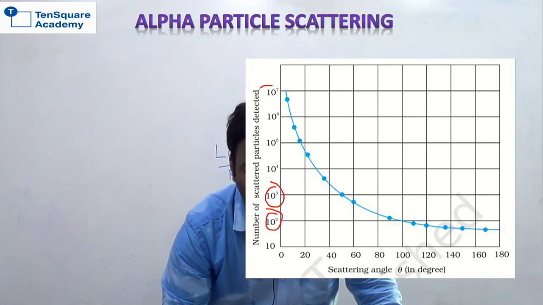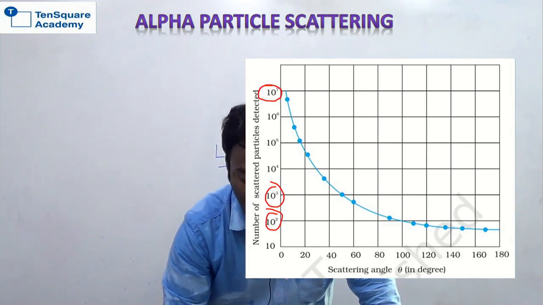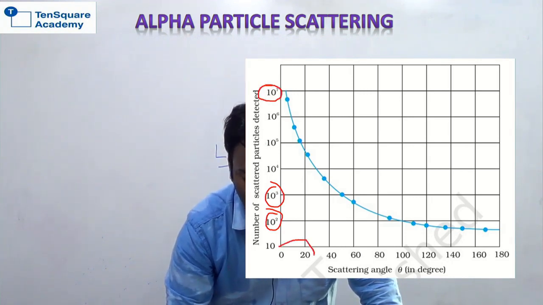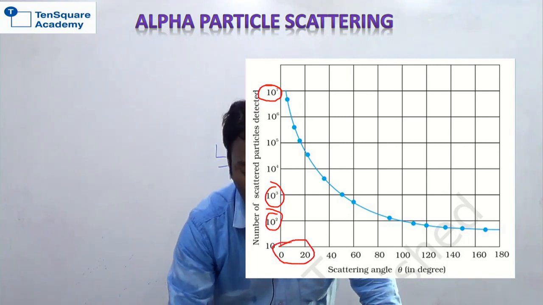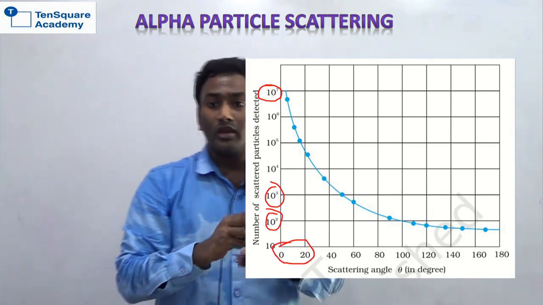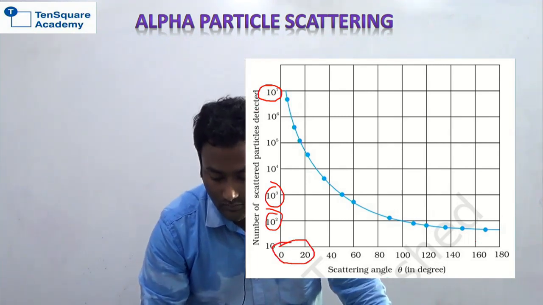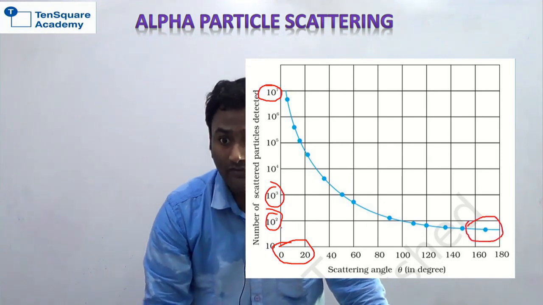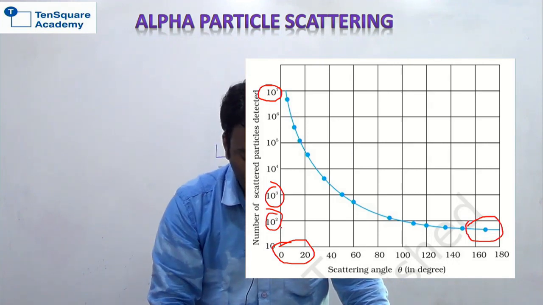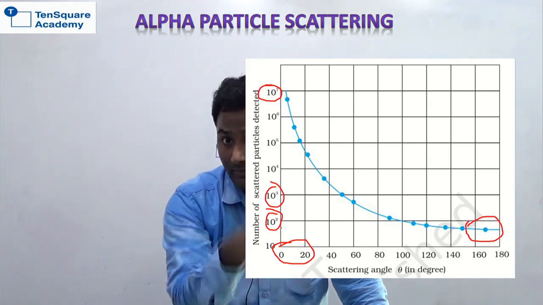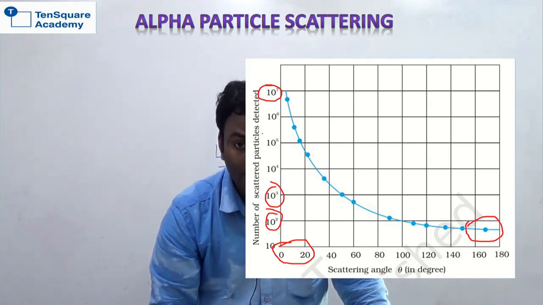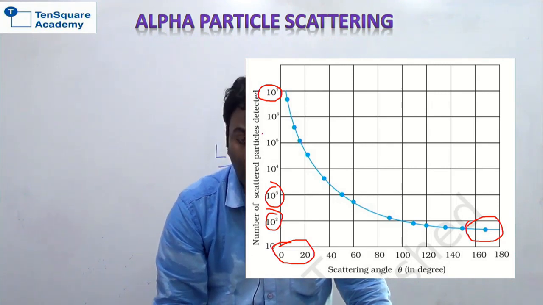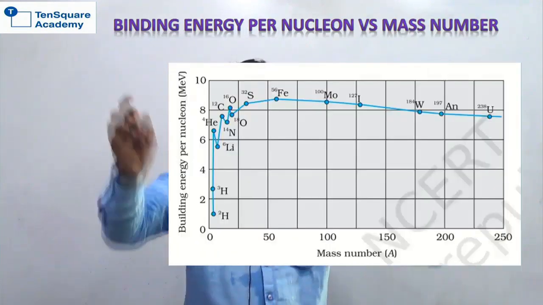So, here at 10 power 7, almost so much, the scattering angle is 0 to 20 for so many values. And if you observe the scattering angle between 160 and 200, the value is very, very less. So, we should keep it in mind. This is a logarithmic scale on the y axis for alpha particle scattering.